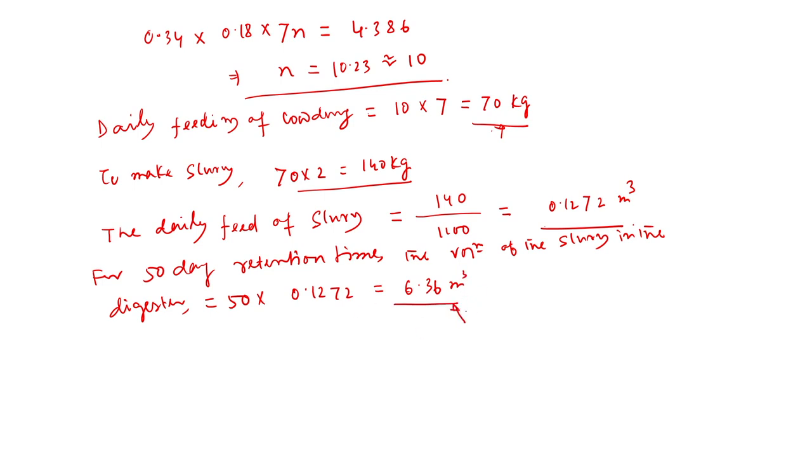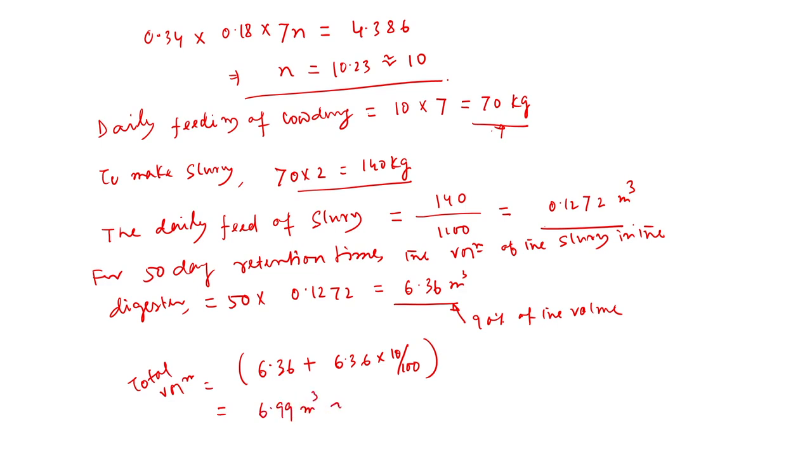So this is equivalent to 90% of the volume. So total volume will be 6.36 plus 6.36 into 10%. Okay, total volume, which will be equal to about 6.99 cubic meter, and this is approximately 7 cubic meter. Okay. So this 7 cubic meter is the digester volume, and the amount of slurry needed or amount of feedstock needed can also be calculated, right.